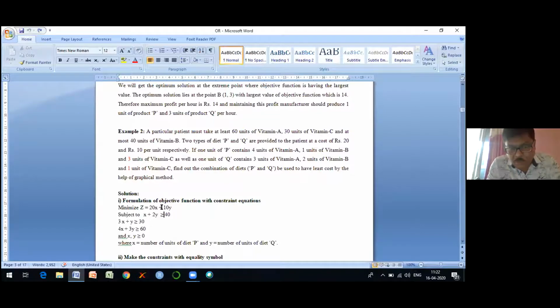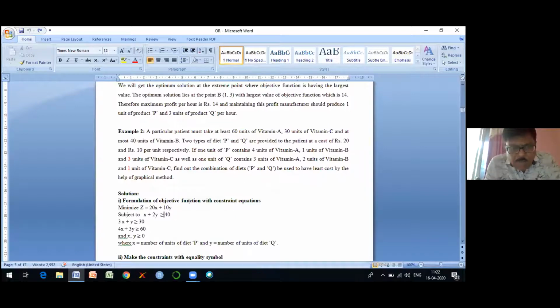Therefore, the nature of the constant here must be less than equal to. Just rectify this point. Less than equal to, right? So 40 or less than 40. That is enough. At most, maximum we require 40, or maximum we require less than 40. So here the nature of the constant will be less than equal to 40, right?